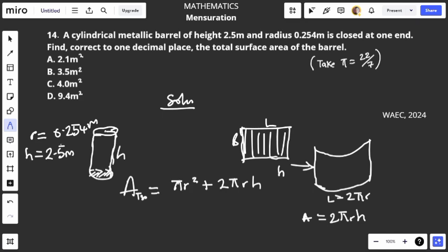So let's plug these parameters into our formula and see what results. First, let me factorize. What is common here is pi and r, so I can factor out pi r. What will be left for the first term is only r, and for the second term what will be left is 2h, because I've taken pi r out. So we proceed.